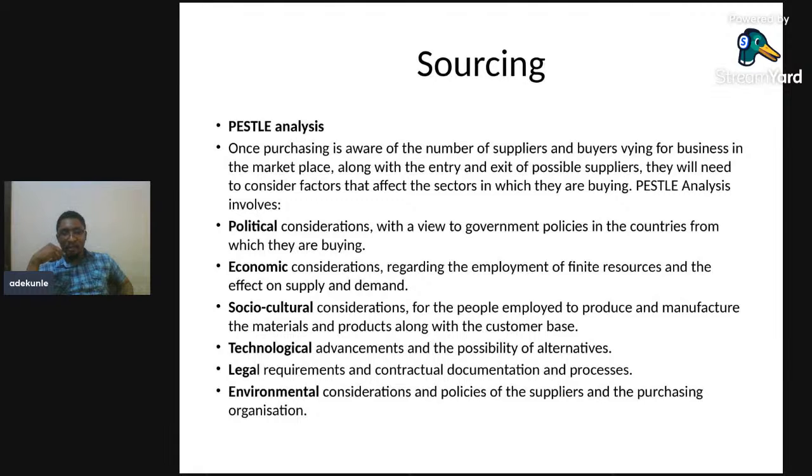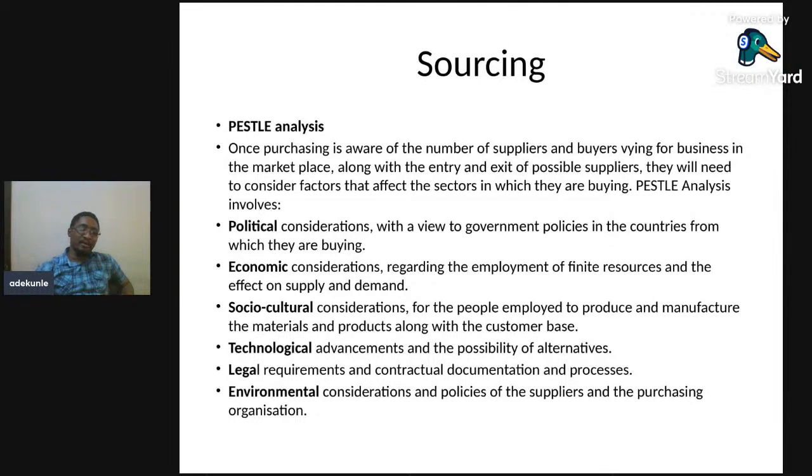Then, of course, you talk about social-cultural. If you consider social-cultural, you're looking at the people, how many people are employed to produce what you are trying to source and manufacture. Are they skilled enough? Do they even like it? The social culture also affects the taste and cultural level of what they buy, for example products that are halal, in terms of consumer products and the rest. Then technology, advancement, and the possibility of alternatives will also help you in your sourcing strategy. And legal requirements and contractual documents are also things one will want to consider.